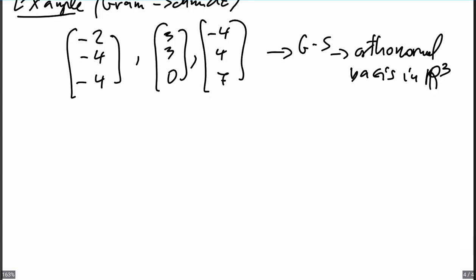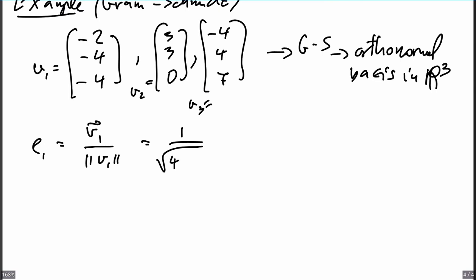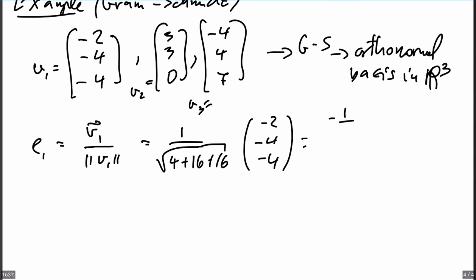So the process is that if we denote these with V1, V2, and V3, then E1 is simply the V1 vector normalized with its length, which is the square root of 4 plus 16 plus 16, multiplying the vector (-2, -4, -4). So this is the square root of 36, which is 6, so that's not a very bad vector, but it's still not an integer vector. We're going to get (-1/3, -2/3, -2/3) as E1.